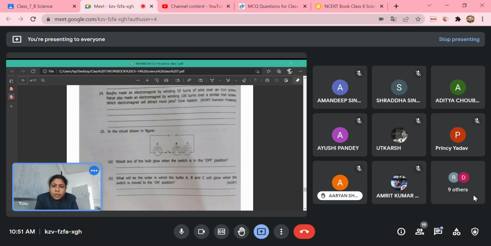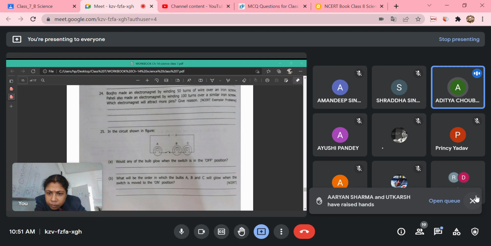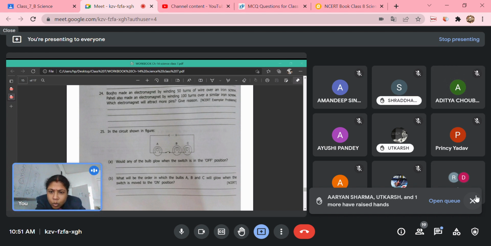Okay, next question. What will be the order in which the bulbs A, B, and C will glow when the switch is moved to the on position? Yes. So, but the battery is not clear. It's not clear.